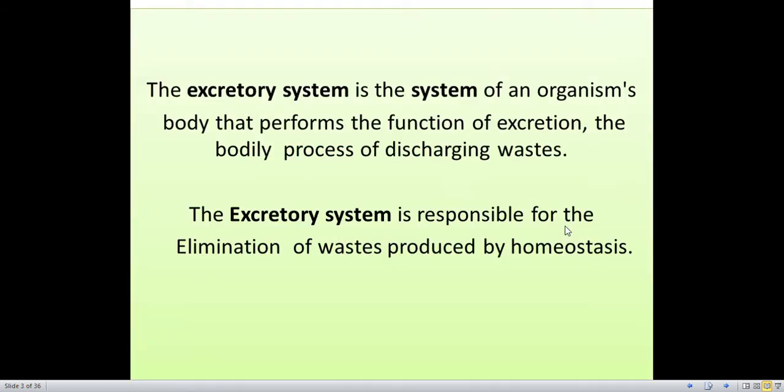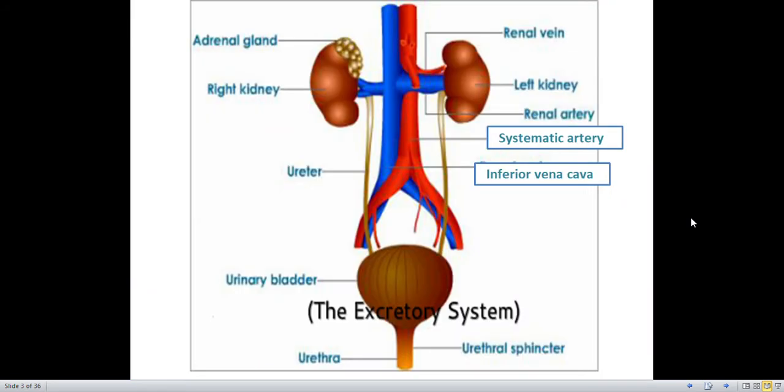The excretory system is the system of an organism's body that performs the function of excretion, the bodily process of discharging waste. The excretory system is responsible for the elimination of waste produced by homeostasis. What are the parts of the human excretory system? As I mentioned earlier, the main organ that carries out nitrogenous excretion is the kidney.